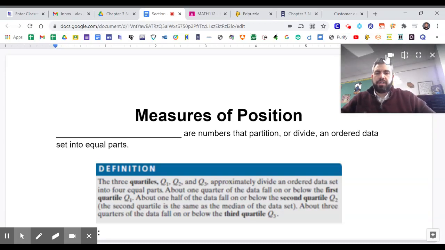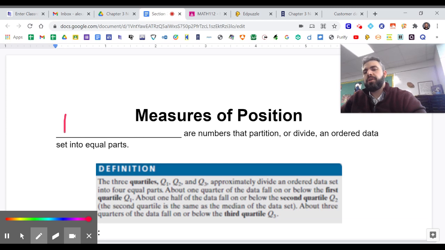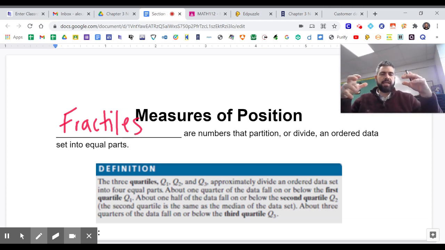So today we're going to be talking about section 2.5, which is on measures of position. Now, the first thing we're going to talk about is something called fractiles. Okay, well, what are fractiles? Well, fractiles are when we take some sort of number set and we break it up into different equal portions, or partitions, is what we call them.